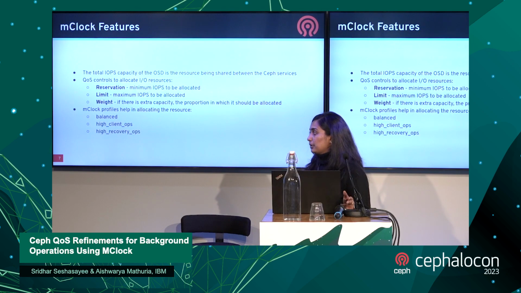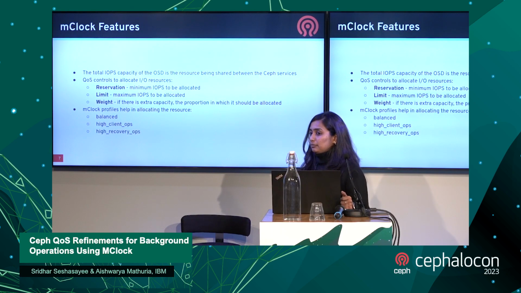The second one is limit, which defines the maximum IOPS that will be allocated to a client. And the third one is weight. Weight comes into play when all clients have received their minimum reservation and there's extra capacity. The proportion in which that extra capacity should be allocated between the clients is determined by the weight parameter.